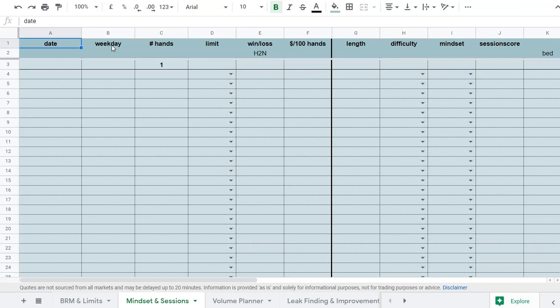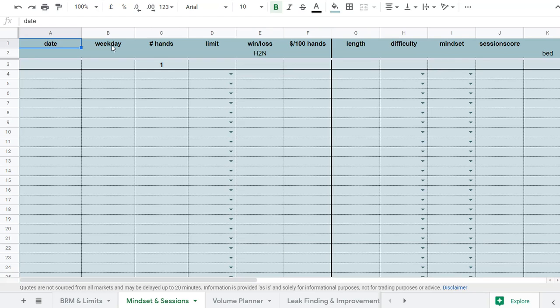Number of hands. Sometimes players find that the quality of their mindset may share some correlation with the number of hands played. For example, once we surpass a certain number of hands played in a session, it could be that we're prone to tiredness or lack of concentration, which is going to degrade our mindset. We may find that there's an ideal number of hands to be playing per session, where we maximize our volume but still maintain a healthy mindset.